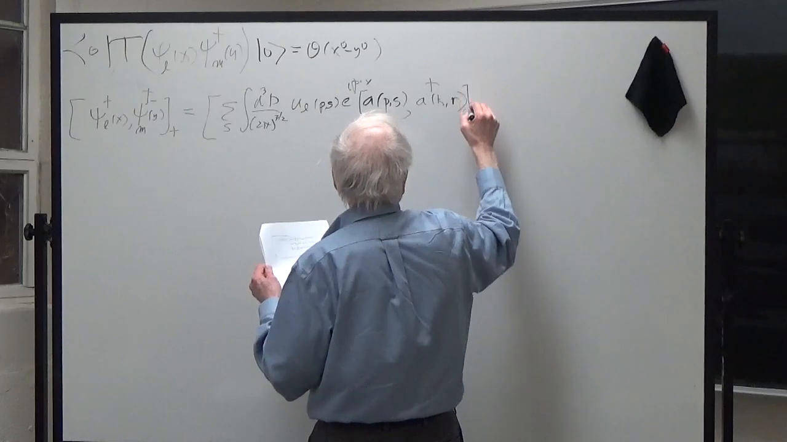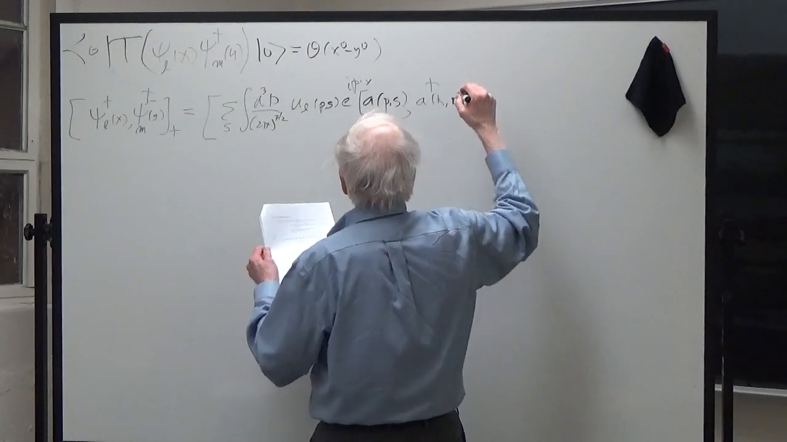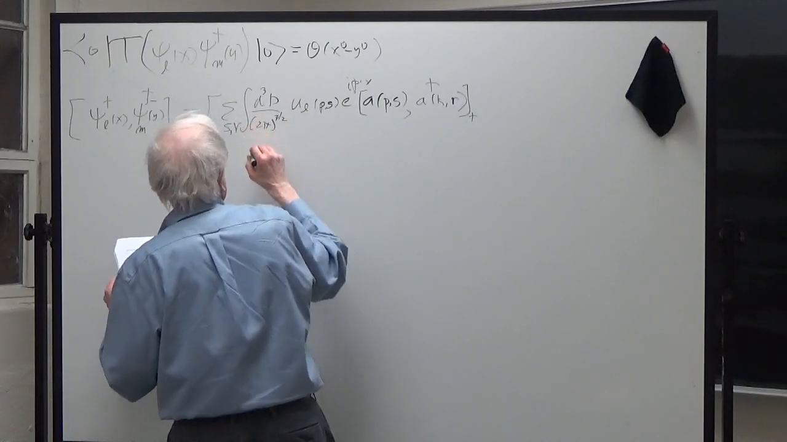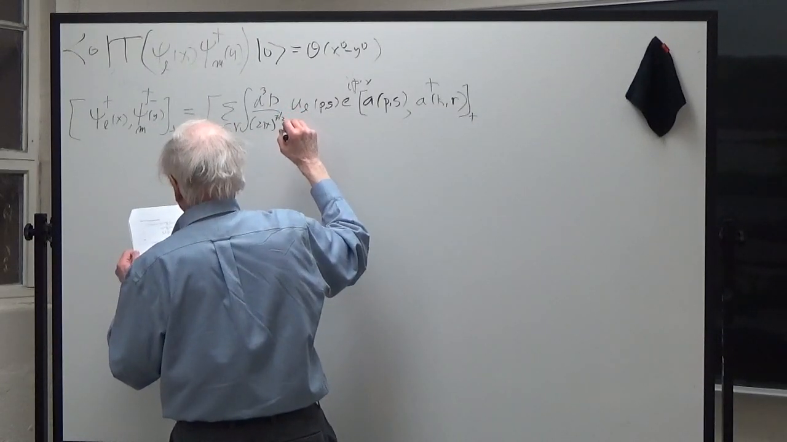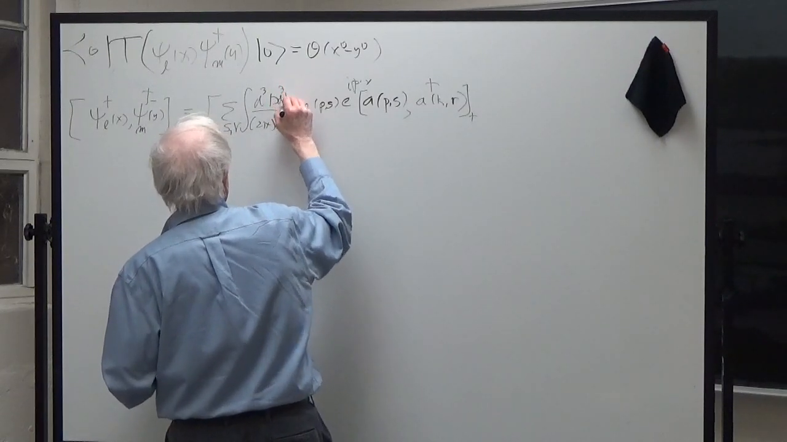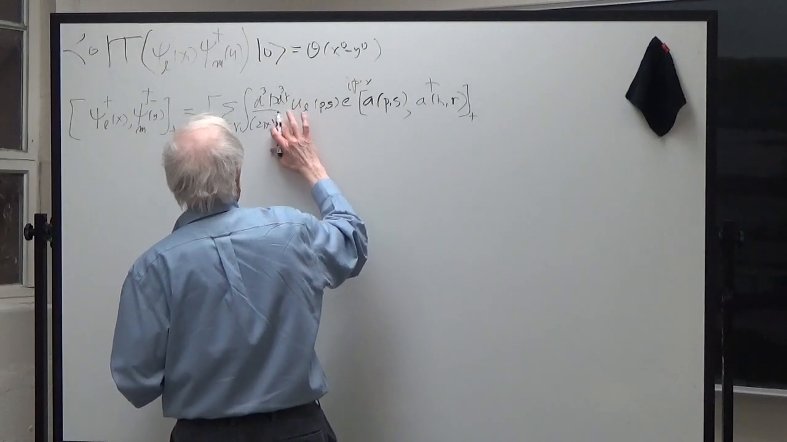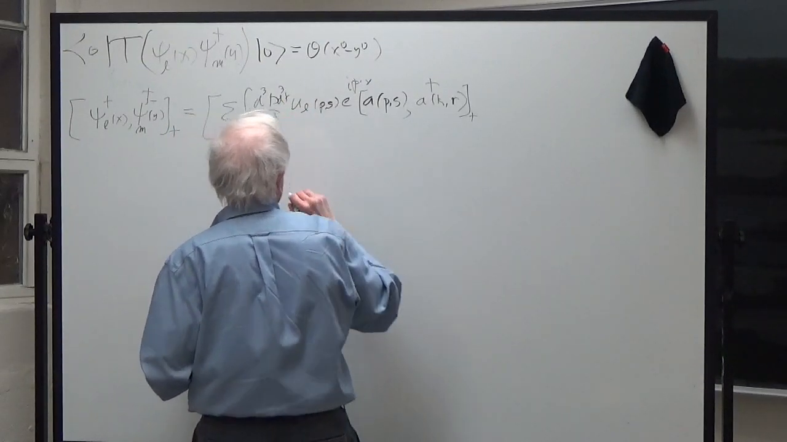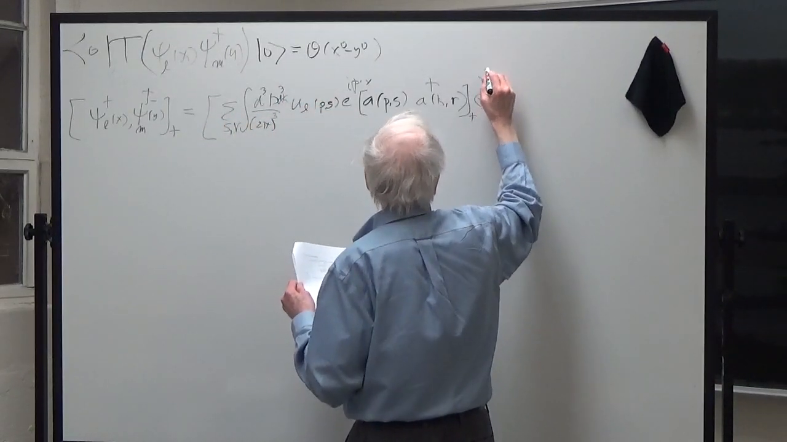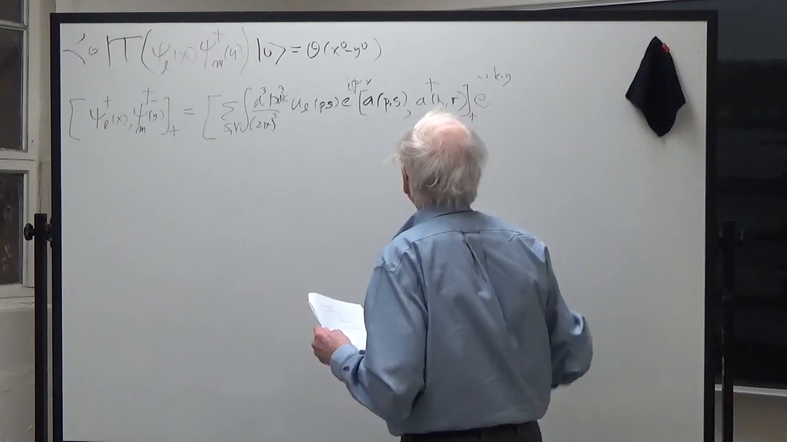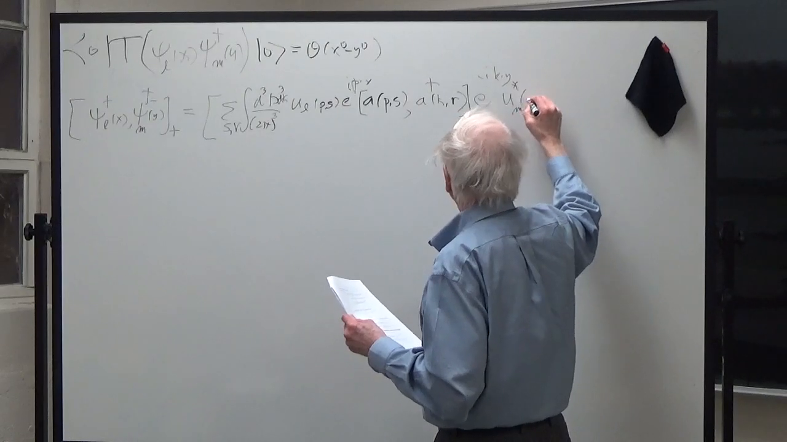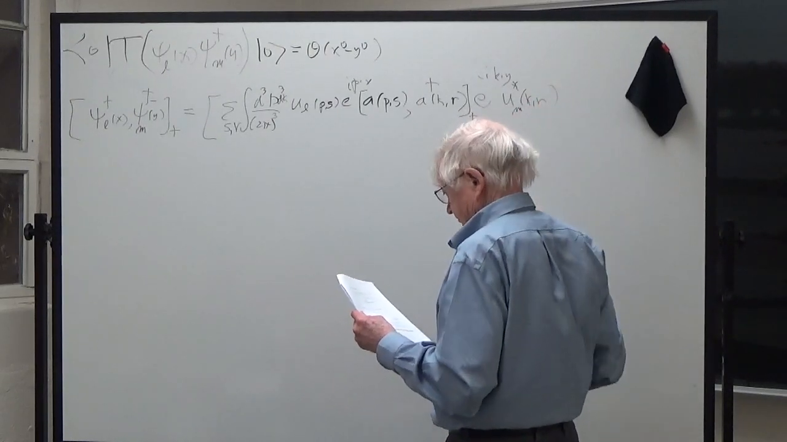Instead of s, I'm using r. And now the rest of this is sum on r, integral d cubed k over 2 pi to the 3 halves, and e to the minus i k dot y, and now it will be u star M of k and r.